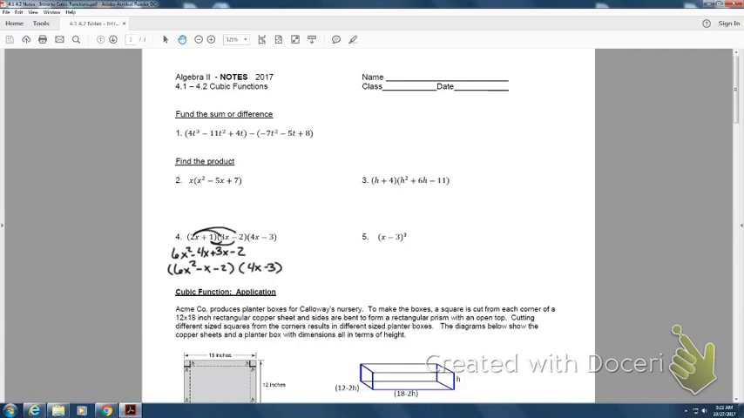Okay, so if I take that 4x, I've got 24x cubed minus 4x squared minus 8x. Then I'd take the negative 3: minus 18x squared plus 3x plus 6.